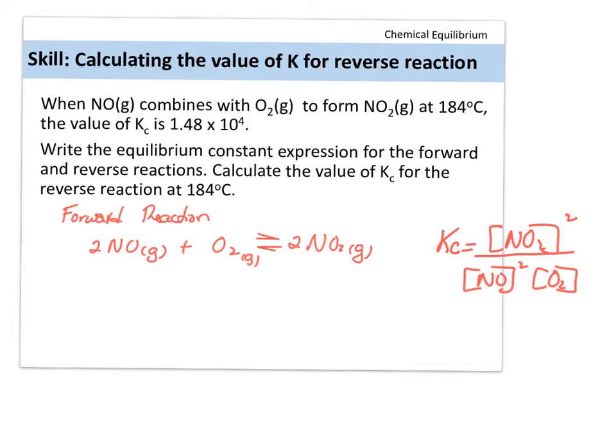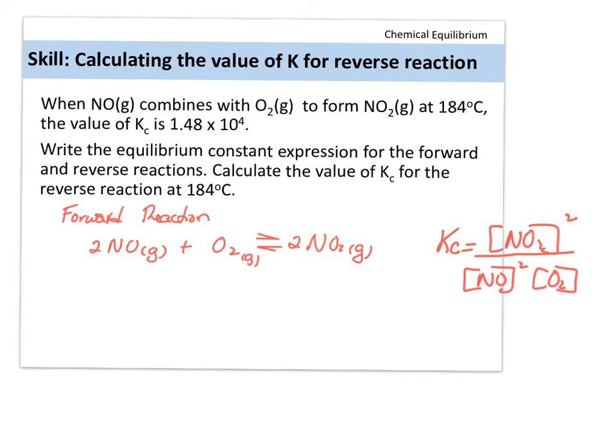In this case, remember that products go on the top, right? And we have to raise the concentration of each product individually to its coefficient in the chemical reaction. And then we divide that by the reactants. Again, raise each of the concentrations at equilibrium to its coefficient.